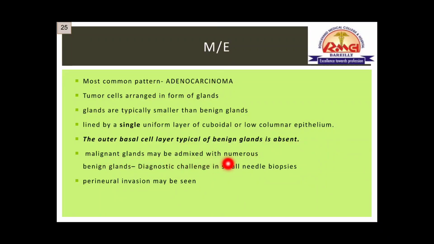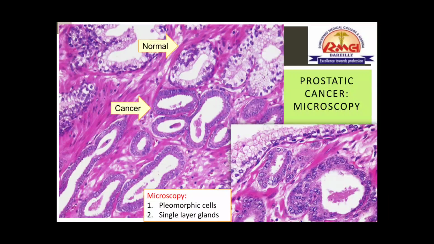Malignant glands may be admixed with numerous benign glands, and sometimes this poses a diagnostic challenge, especially in TURP specimens. Perineural invasion is also an important microscopic feature. Again, this is the microscopy of prostatic cancer. See, these are the normal glands which are lined by a double layer epithelium, inner cuboidal to columnar and outer cuboidal to basal, flattened layer of cells. So these are double layered normal glands.